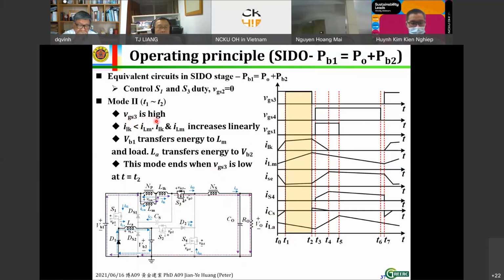At mode 2, when VGS3 is high, the ILK is smaller than ILM. ILK and ILM increase linearly. The VB1 will transfer energy to the LM and load. The LA continues to transfer energy to VB2. This mode ends when the VGS3 is low at T equal to T2.